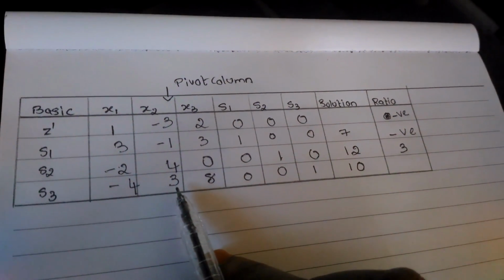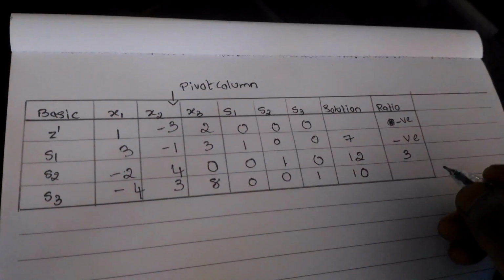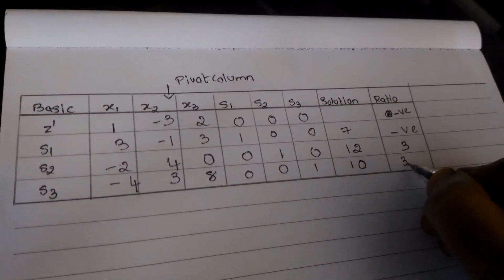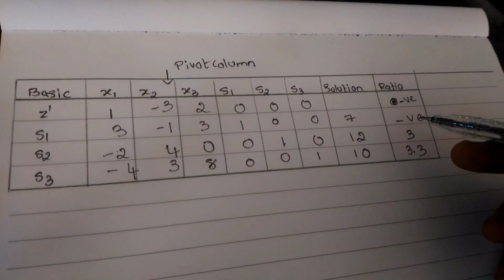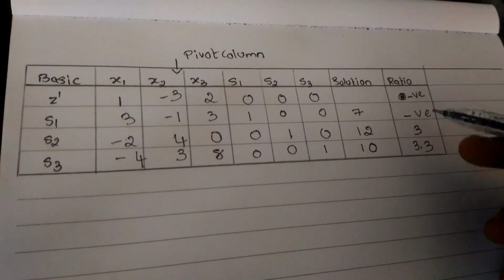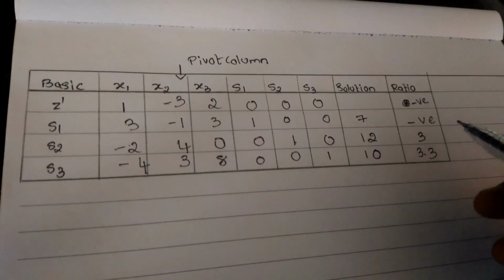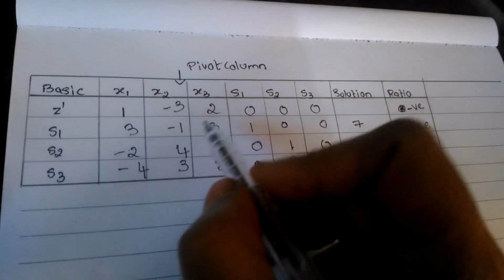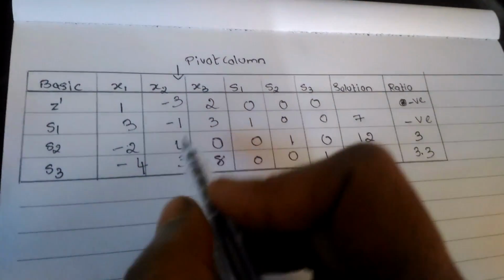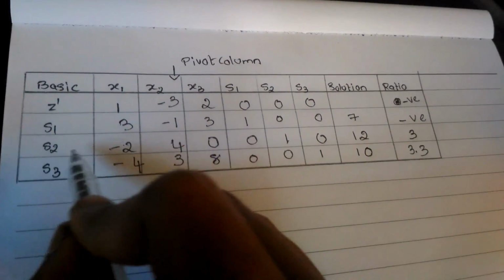And the last row, 3 divided by 10, the answer would be 3.3. Amongst these, find out the least value. The least value amongst this would be 3 for me. So this row will act as a pivot row. And for the entering variable x2, s2 will be the leaving variable.